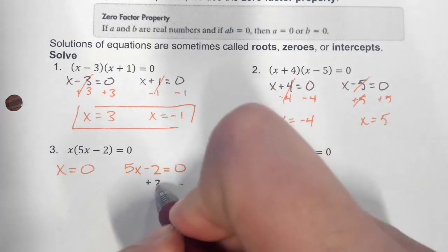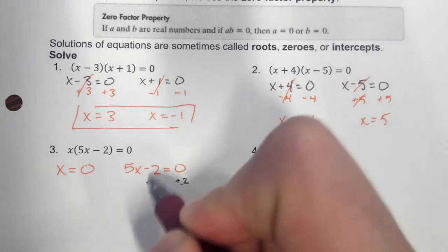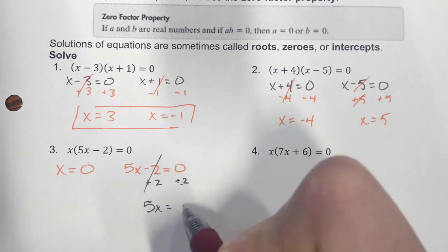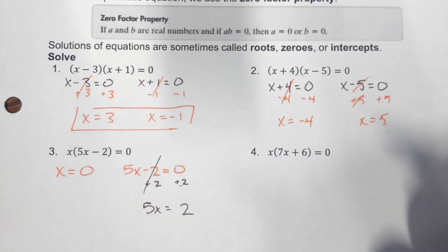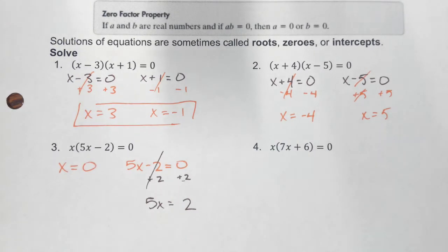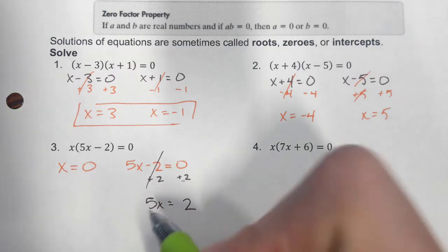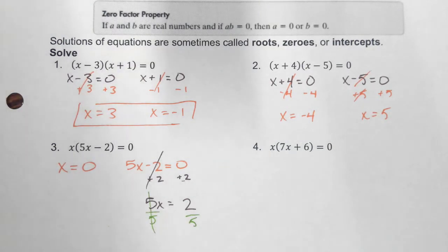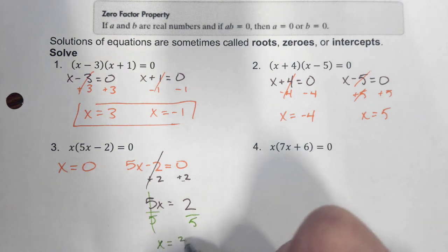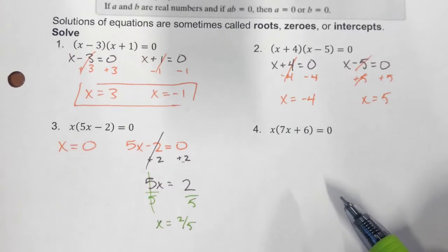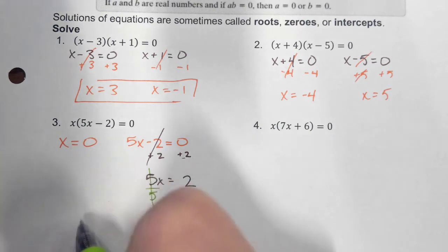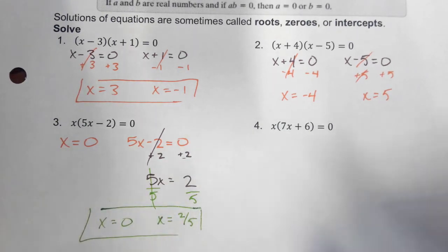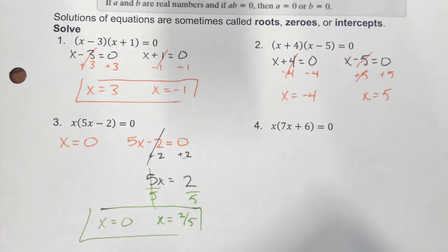The first thing you would do is add 2 to both sides of the equation. Those 2's on the left cancel. 5x equals 0 plus 2, which is still 2. And then you know what to do from here. 5x equals 2. You divide both sides of the equation by 5, and 5 doesn't go into 2 evenly, so you just say x equals 2/5. So you've got both of those solutions: x equals 0 and x equals 2/5. Both of those would work.